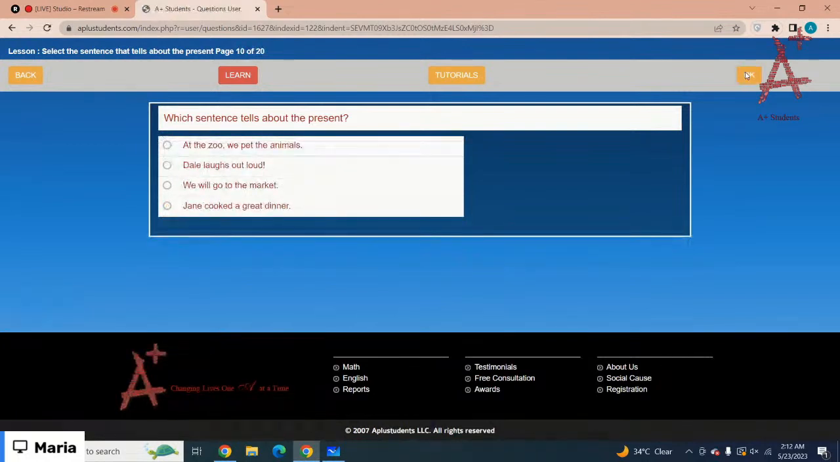Which sentence tells about the present? You have to look for the sentence that is in the present tense. At the zoo, we pet the animals. They laugh out loud. We will go to the market. Jane cooked a great dinner. So, which is the correct option?